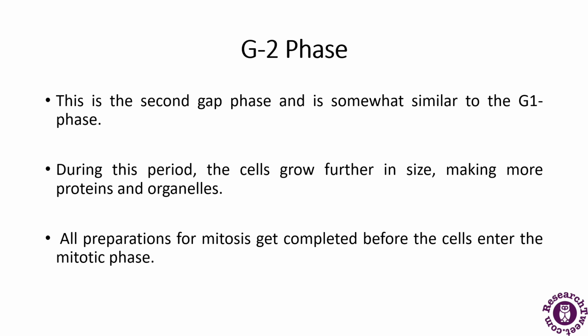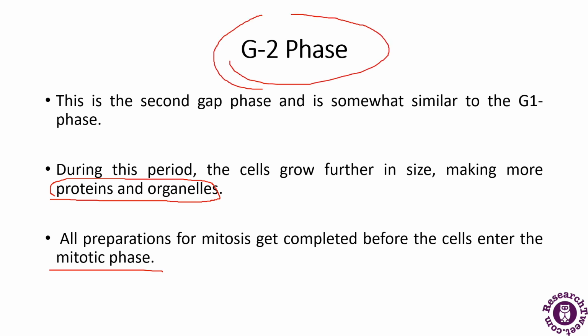During this period, the cell grows in size and makes more proteins and organelles. So all the preparation for mitosis gets completed before the cell enters the mitotic phase. After the G2 phase, the cell will enter the M phase.